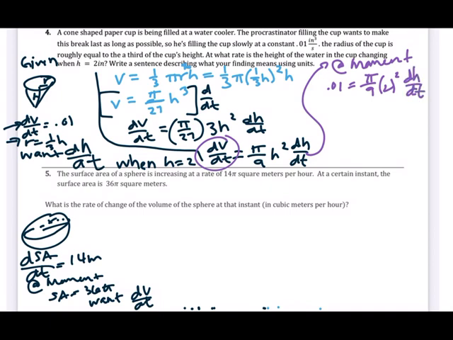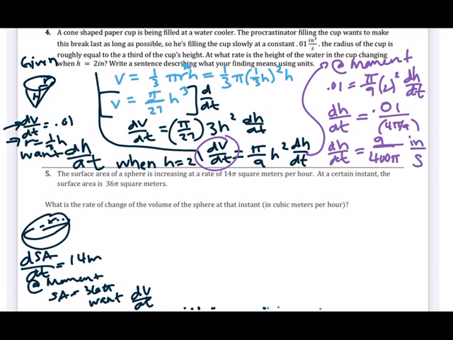So you can use a calculator and isolate the variable. You're really going to be plugging in 0.01 divided by 4 pi over 9. And again, leaving that answer in terms of pi is going to give you 9 over 400 pi, and our units here are inches per second.